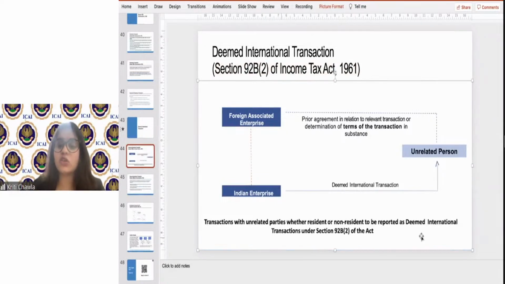Now let's look at this particular situation. Let's say there is a foreign associated enterprise. Okay, there is some foreign company. And then there is an Indian company.